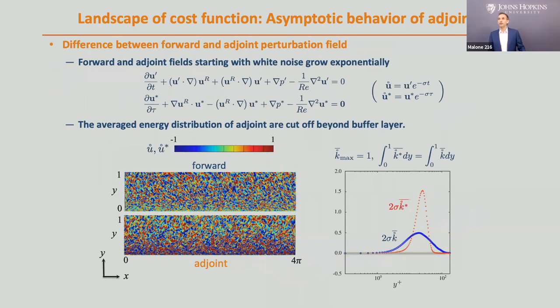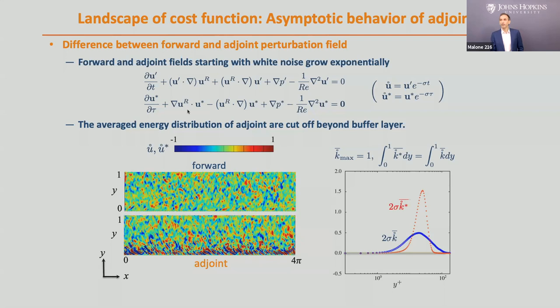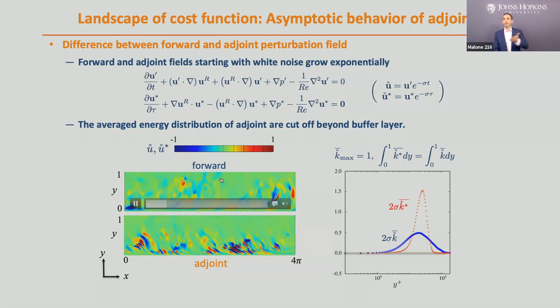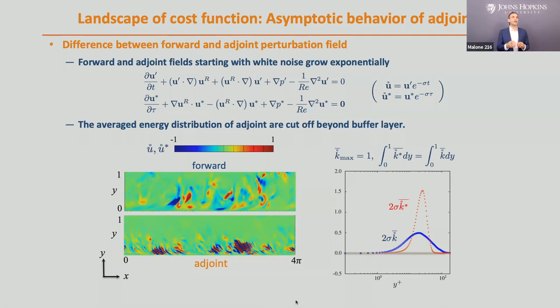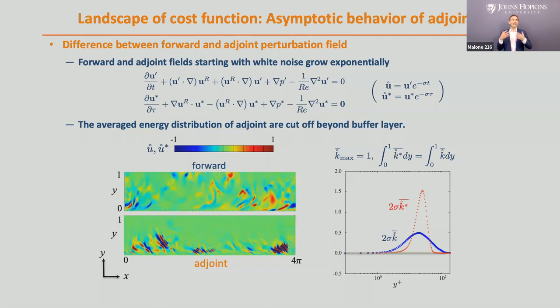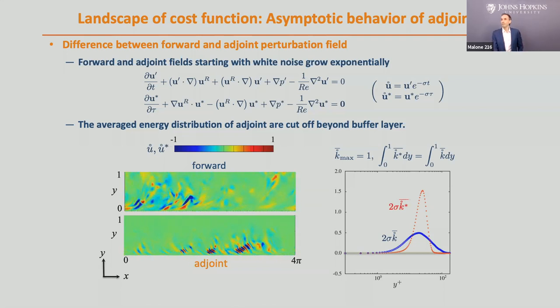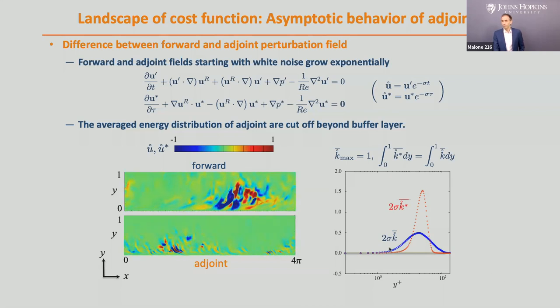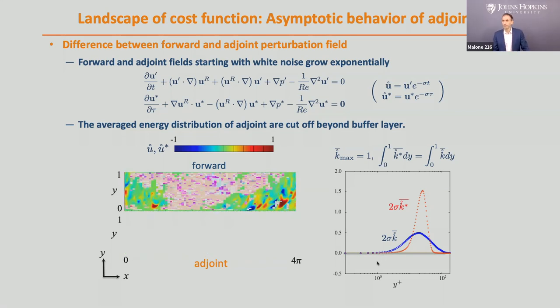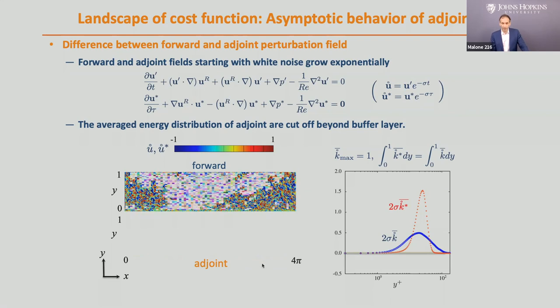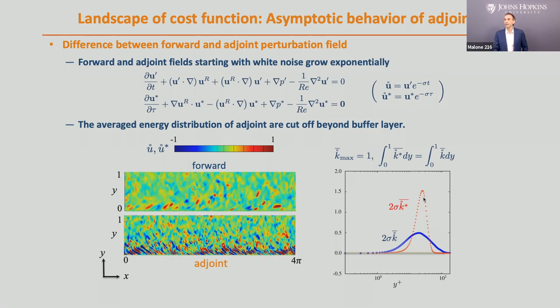In fact, if you solve the forward and the adjoint equations for long periods, you can see the forward equation gives you forward chaos and the adjoint equation gives you adjoint chaos. And if you look at where that chaos is concentrating, the turbulent kinetic energy, if you will, for the forward case, it's this blue curve here. You can see this is reminiscent of what we know of forward turbulence. And if you look at the adjoint chaos, it's much more concentrated in the buffer layer.